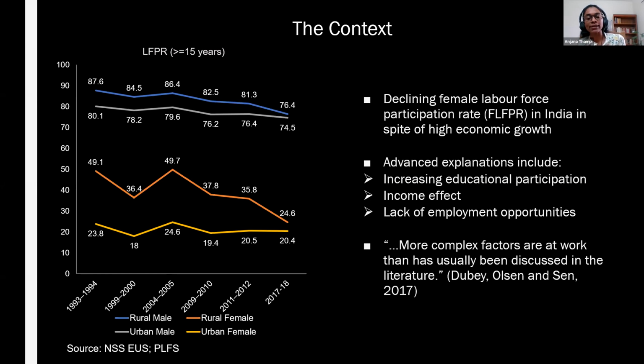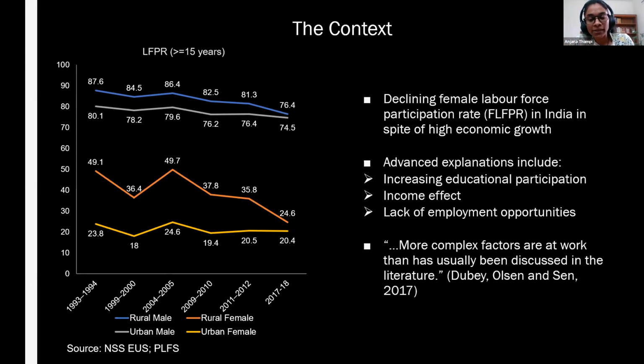Now, this doesn't really resonate so well, because it's not just in households in, say, the richest quintile that you see this decline. It's also noted in quite a few of the poorest households as well. And another explanation is that even though there's been rapid economic growth, the nature of that growth has not really been employment generating. So there's been a lack of employment opportunities, essentially.